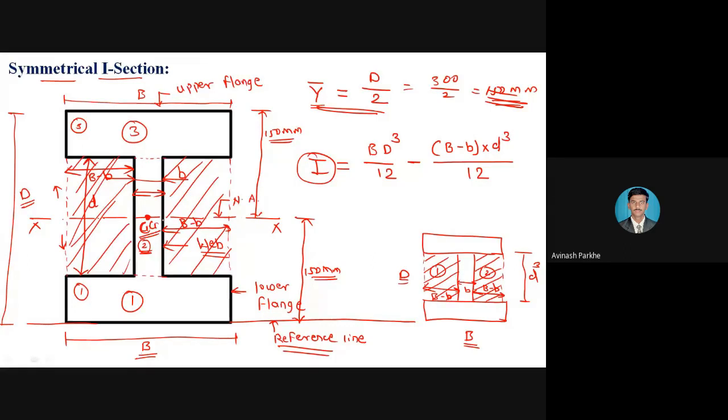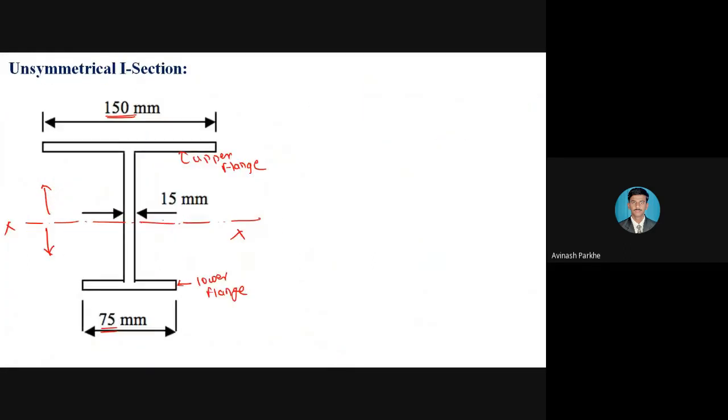I section. But if you think about this particular unsymmetrical I section, y bar is equal to capital D divided by 2. This formula will not be applicable for the unsymmetrical I section because this is not symmetrical above the neutral axis and below the neutral axis. So for the unsymmetrical I section, we have to use a different formula.